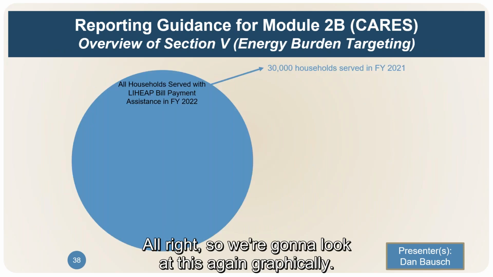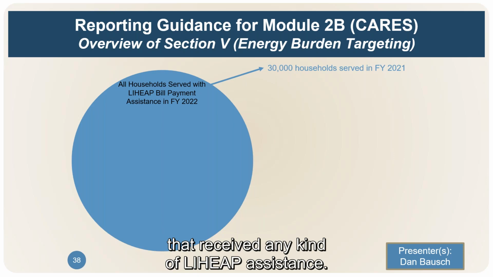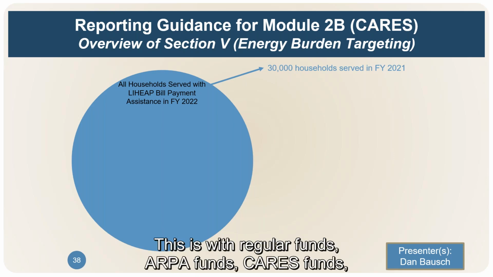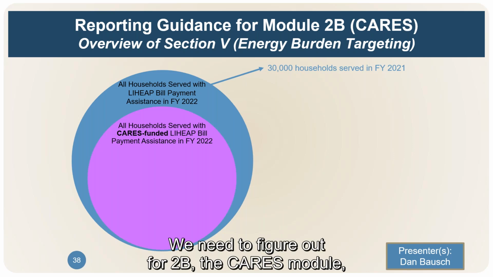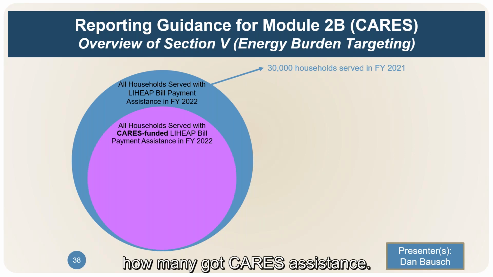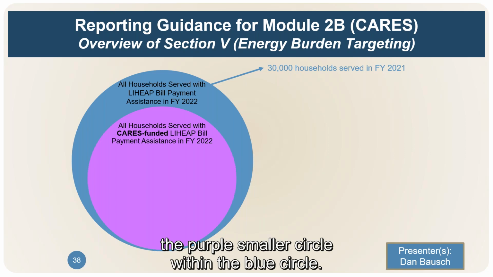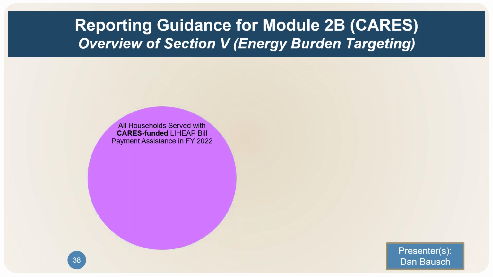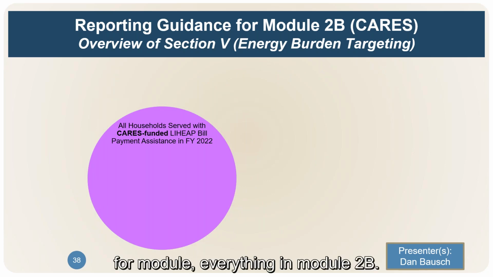All right, so we're going to look at this again graphically. So here's that 30,000 that received any kind of LIHEAP assistance. This is with regular funds, ARPA funds, CARES funds, any type of fund, infrastructure funds, any type could be included here. We need to figure out for 2B, the CARES module, how many got CARES assistance. That's our starting point. So that's represented here by the purple smaller circle within the blue circle. Now we're just going to focus on the purple circle for everything in module 2B.